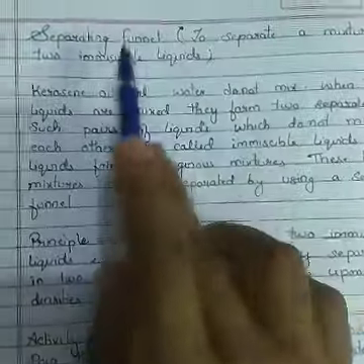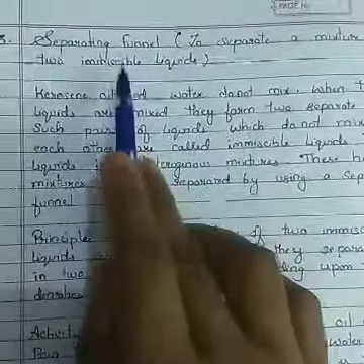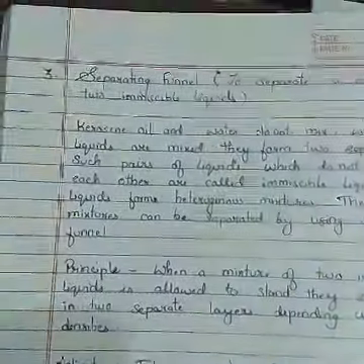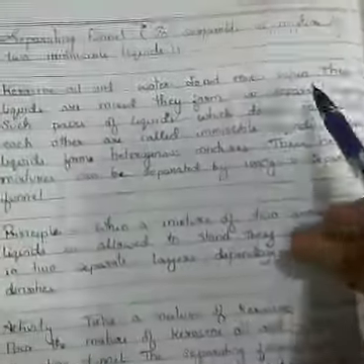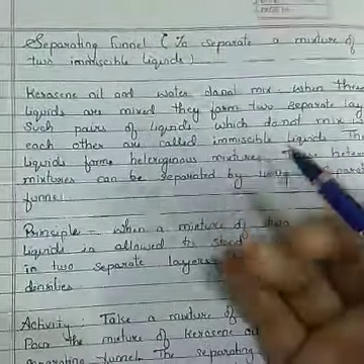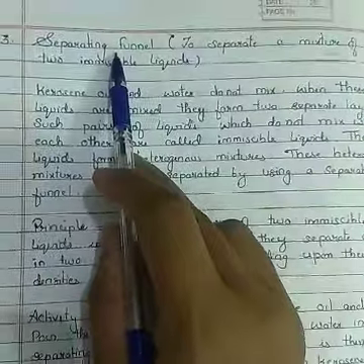Our next technique is the separating funnel. This technique is used to separate mixtures of two immiscible liquids. Immiscible liquids are liquids which do not mix with each other. Example, take oil and water. Do they mix with each other? No. So they can be separated through a separating funnel.